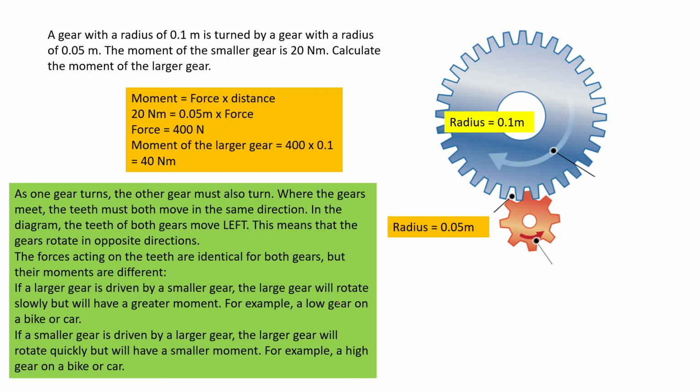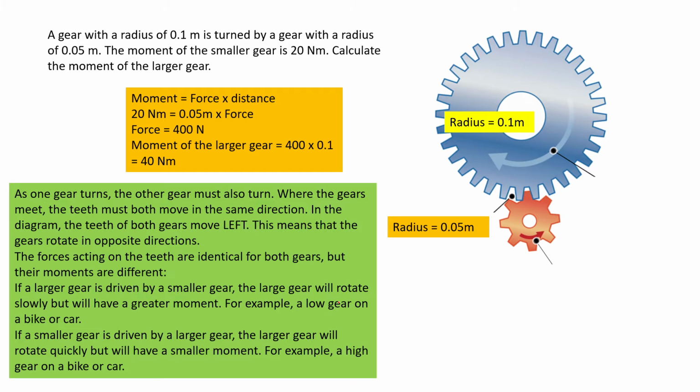A gear with a radius of 0.1 meters is turned by a gear with a radius of 0.05 meters. The moment of the smaller gear is 20 Newton meters. Calculate the moment of the larger gear. Right, so the moment is equal to force times distance. 20 Newton meters, which is the moment, is equal to 0.05 meters times the force. You want to work out the force. So to work out the force, you divide both sides by 0.05, you end up with 400 newtons.